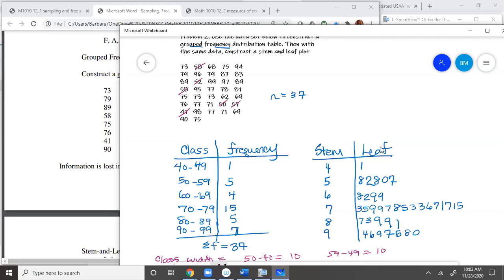However, in a stem and leaf plot, every single data value is included in the information here. So that's the only difference: in a group distribution chart, we actually lose data.